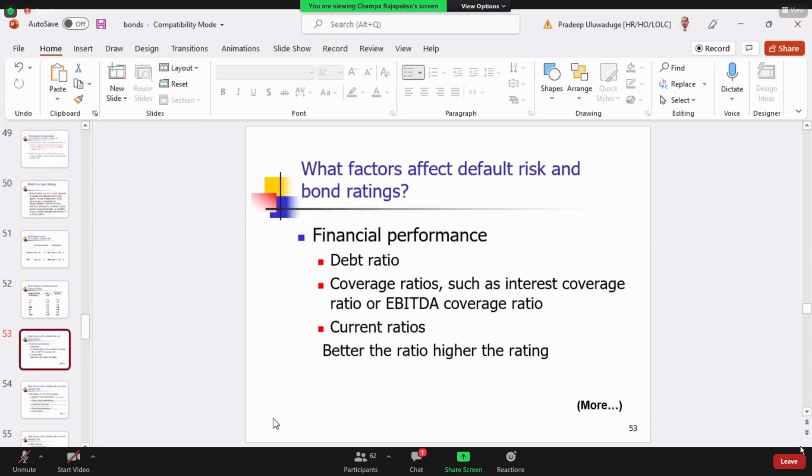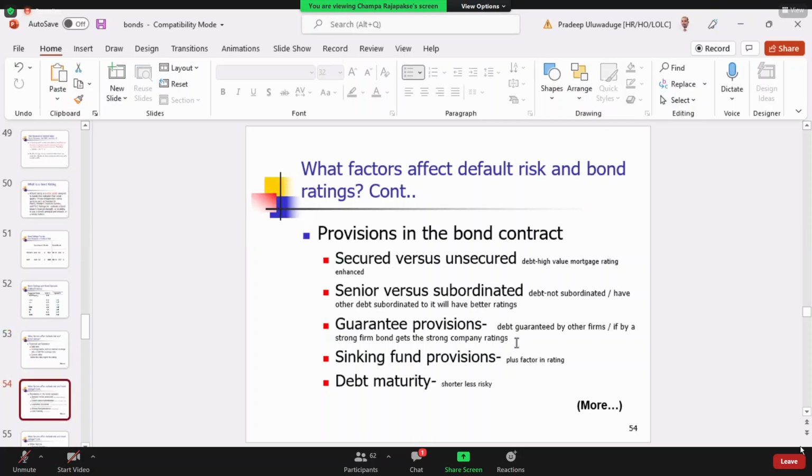Financial performance is being calculated by these companies using different ratios. So the better the ratio, the higher the rating. Then provisions in the bond contract. What factors affect default risk and bond ratings? Provisions in the bond contracts.